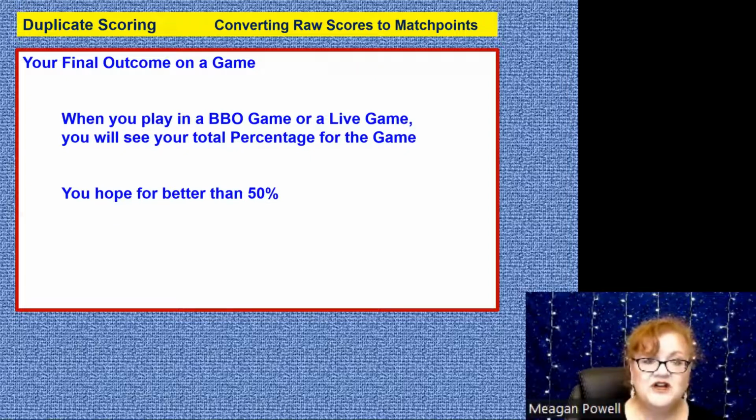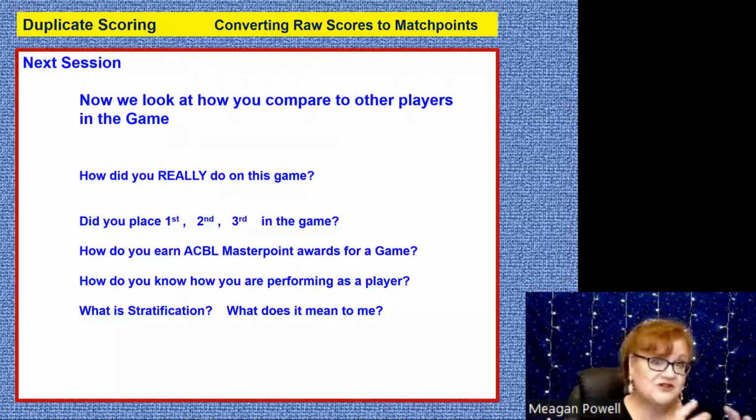So what we've done in this lesson is we've taken the raw scores we started with in our first lesson. We converted them to something called match points to make the result assessment far more fair and far more accessible for us to put together. From that, we were able to figure out our total score for a game, which we then convert to a percentage. And that percentage really tells us how well we did on that game. But we're not quite finished. We still have another piece we have to put together. And that's our next lesson that's coming up.